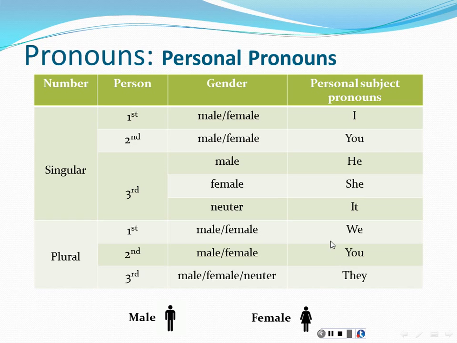Okay, let's start with the first one. I, we use it for female or male. So if you are a man or a woman, you can use I to talk about yourself. You, we use it for people we are talking to. We can use it also for male and female. Singular, here we are talking about singular. You are a student. You are a boy. You are a girl. You are a man. You are a woman. So we can use it for both male and female.